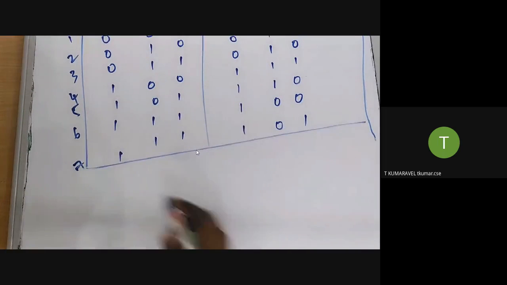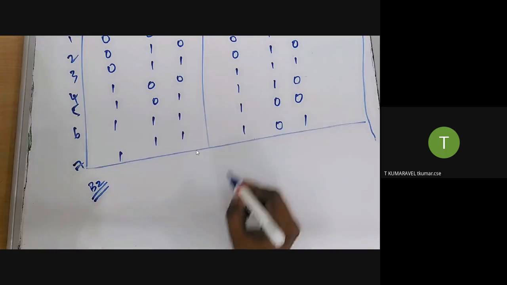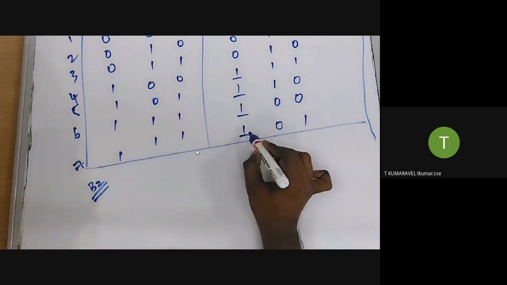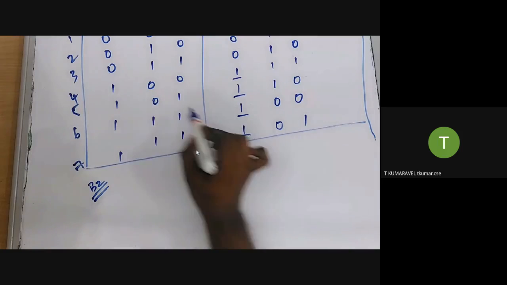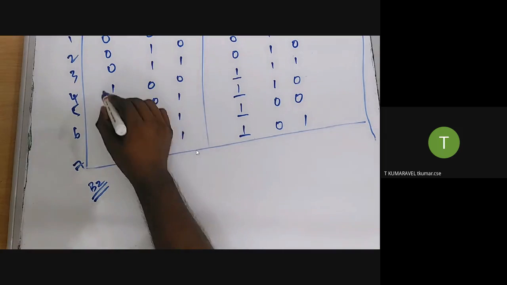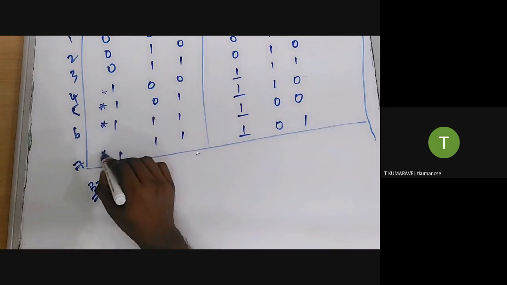So B2, what happens? I'm going to design the circuit for B2. You consider the output. What are the places where output equals 1? These are the places where output equals 1. You take the respective input values. This is the first combination, this is the second, this is the third, and this is the fourth.